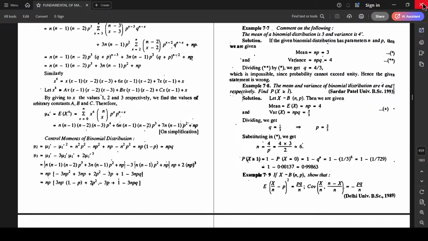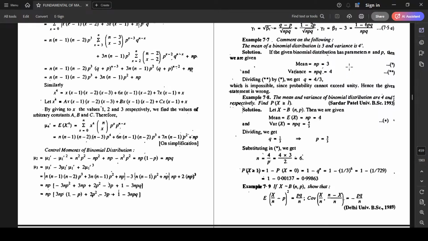Okay, so in our last class, we have solved till example 7.6 and we are going to start with 7.7. So 7.7 starts as: the mean of the binomial distribution is 3 and the variance is given as 4. So let's write it. Mean is 3 and variance is 4.